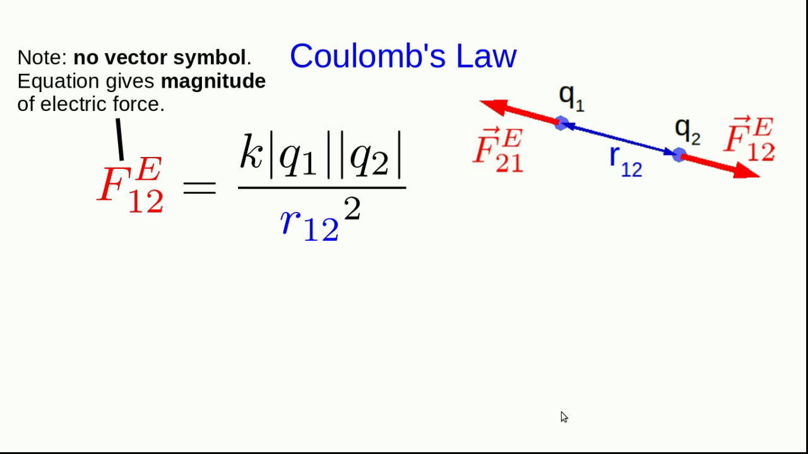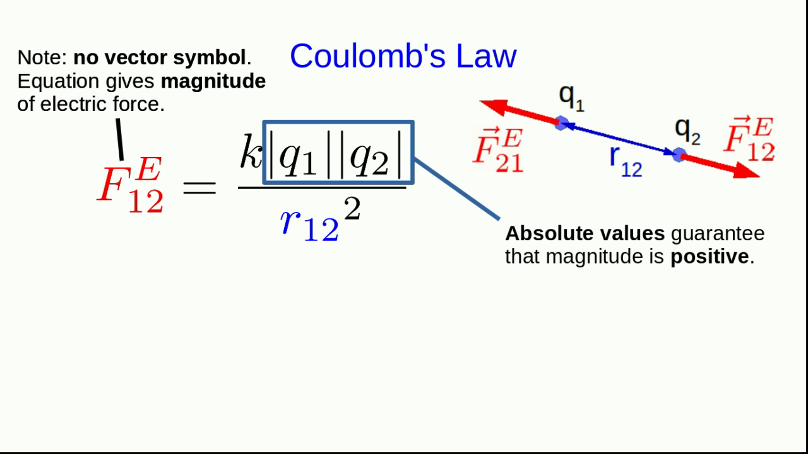Notice that I have not written a vector symbol in this equation. Now, of course, the electrical force, like any force, is a vector, but this equation is not giving us the electric force vector. It's only giving us the magnitude of the electric force. And by definition, a magnitude must be positive. That's why these two Q's, Q1 and Q2, are in absolute values, because of course one or both of those charges could be negative. And so we need these absolute values here to ensure that we get a magnitude that is positive as it should be.